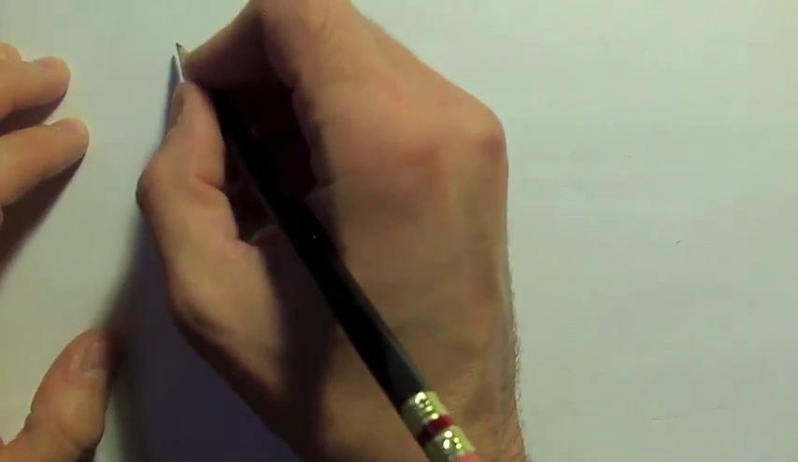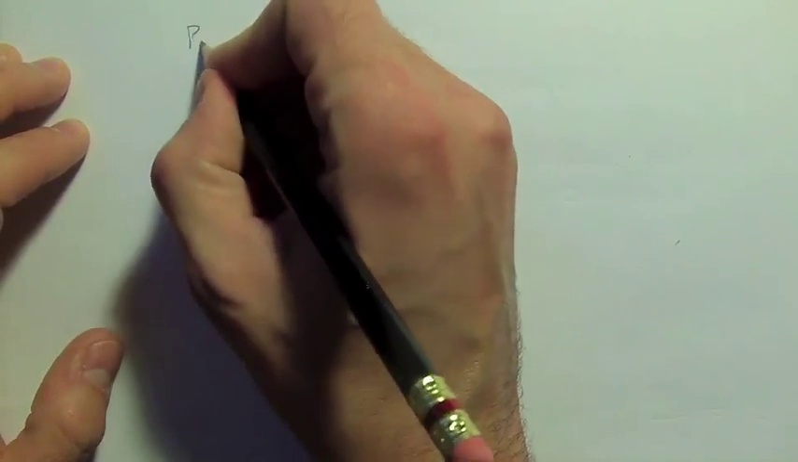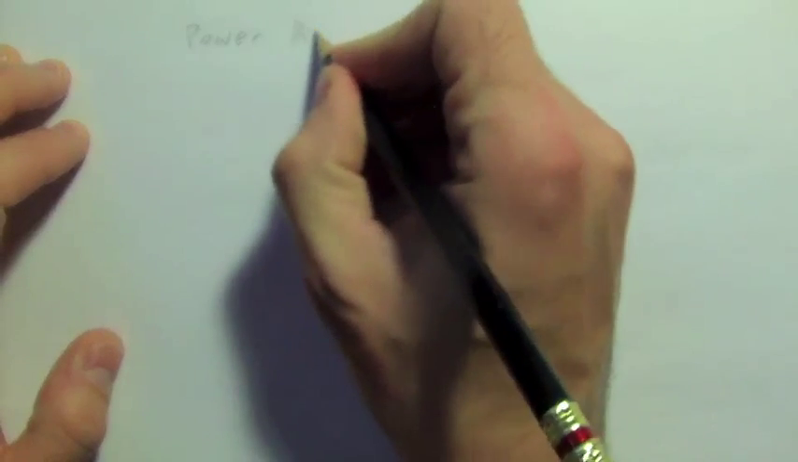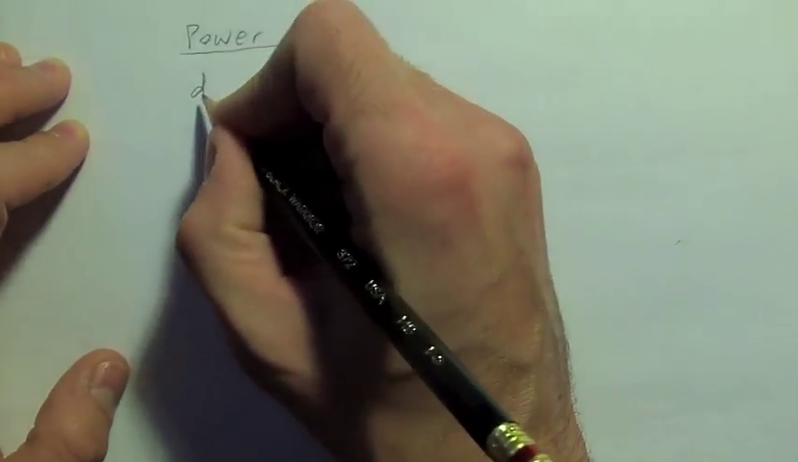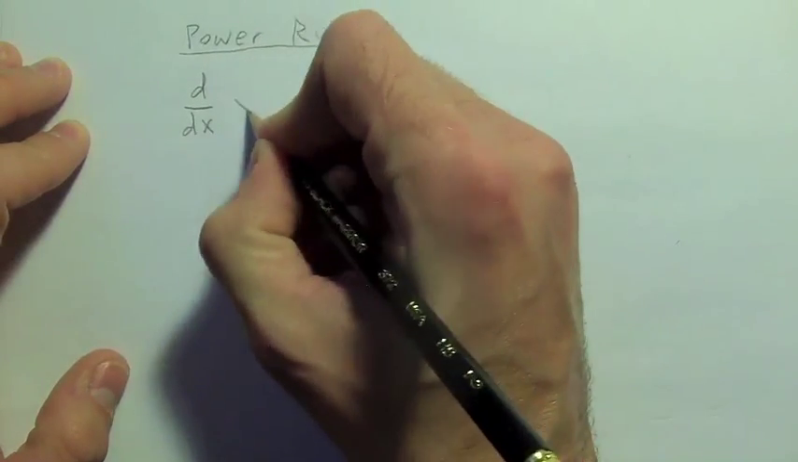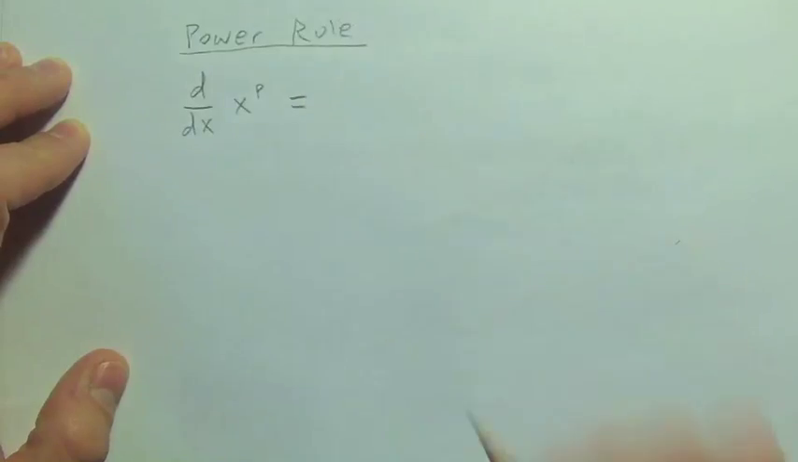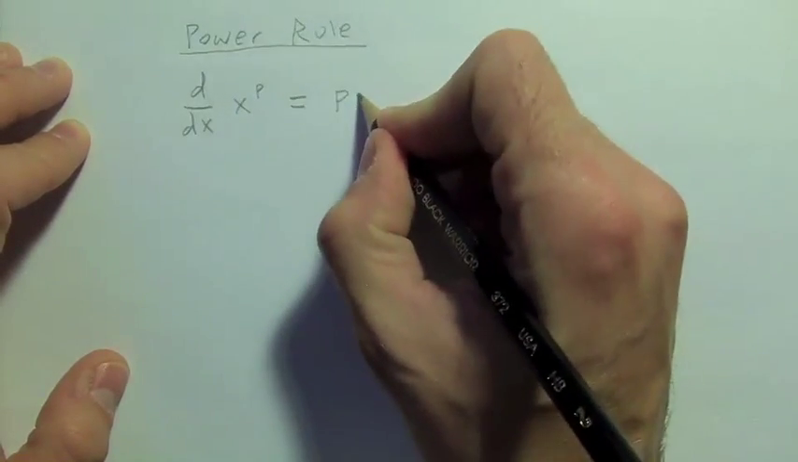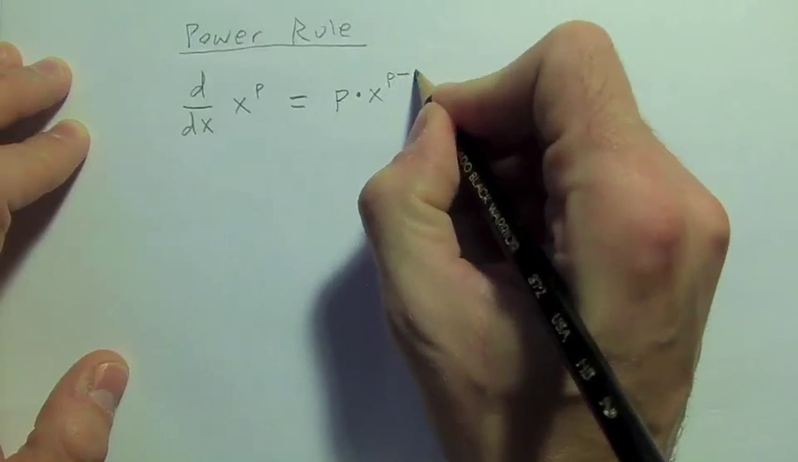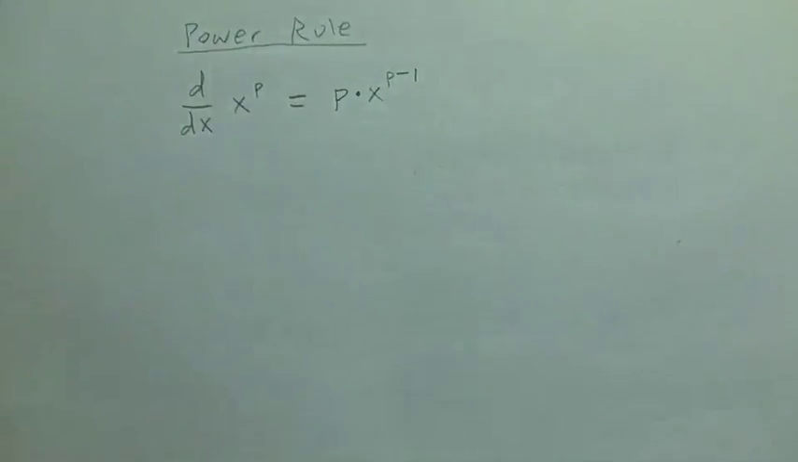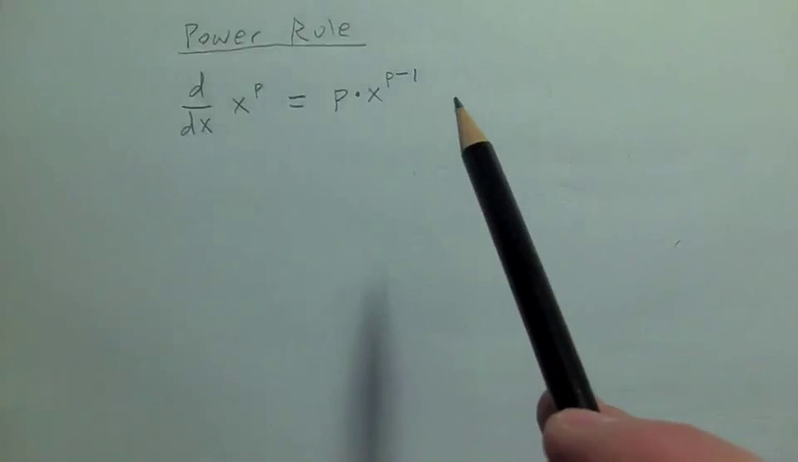All right, so in class, we already came up with a couple of rules on your last worksheet. The first one that we came up with, using the limit definition enough times to finally find a pattern, is what we call the power rule. What the power rule says is that the derivative with respect to x of x to a power is equal to the power times x to the power minus 1. So it's p times x to the p minus 1.